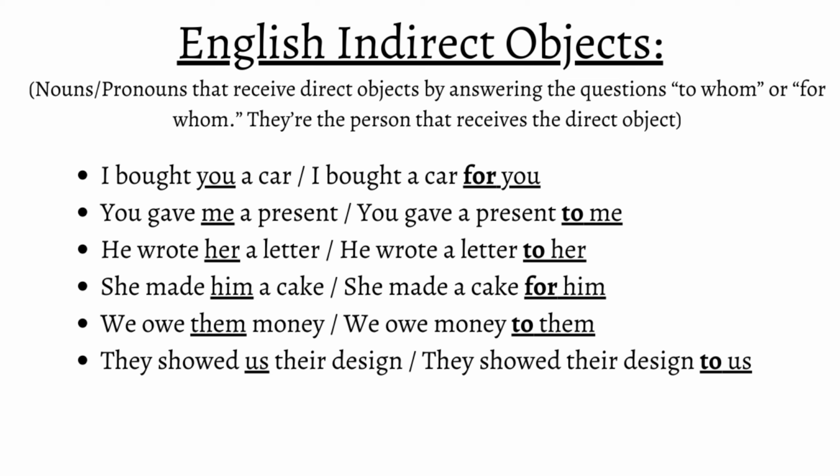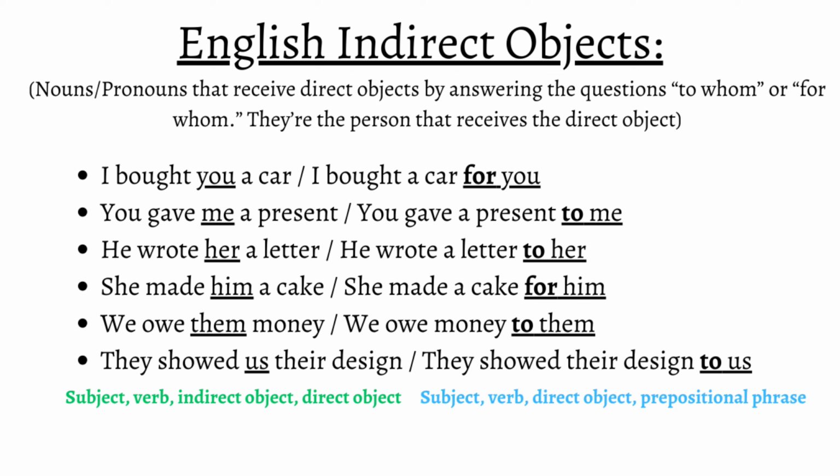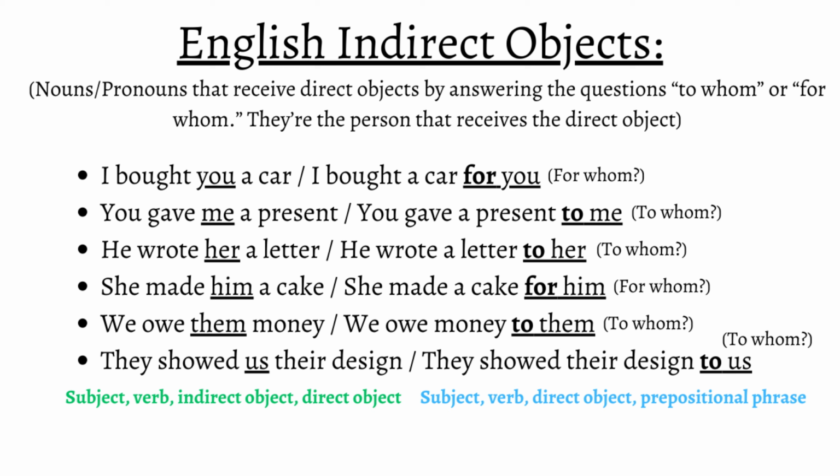This is how indirect objects function as pronouns. They avoid repetition and save time when communicating. In every first sentence, the indirect object pronouns function as indirect objects, but in every second sentence, the indirect objects act as complete prepositional phrases. Also, each phrase answers the questions to whom or for whom. For whom did I buy a car? I bought him a car, or I bought a car for him. To whom did you give a present? You gave me a present, or you gave a present to me, and so on.